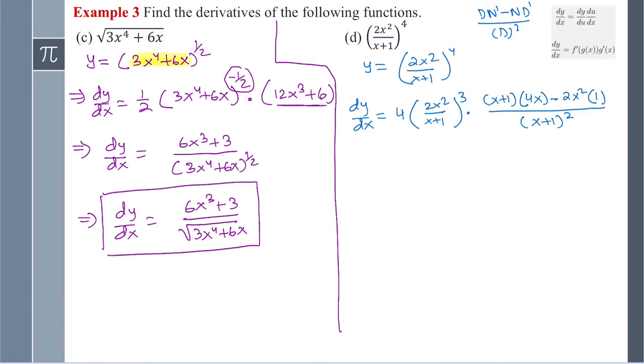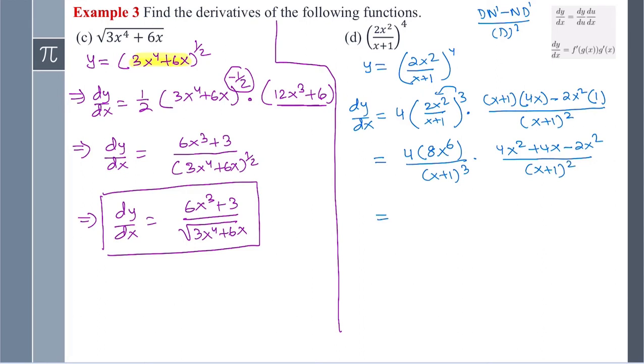Now let's go ahead and simplify this one. This looks like a somewhat complicated expression. So we have 4 times, and let's distribute the cube to the numerator and denominator. 2 cubed is 8, x squared to the third is x to the sixth, divided by x plus 1 cubed. I just separated the numerator and denominator. Times, let's go ahead and multiply this out: 4x squared plus 4x minus 2x squared, divided by x plus 1 squared.